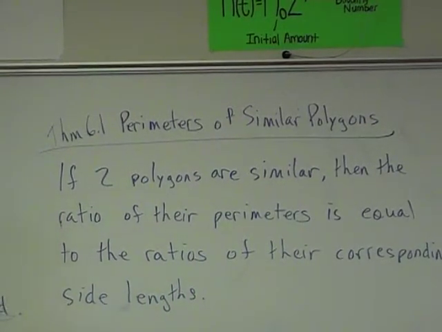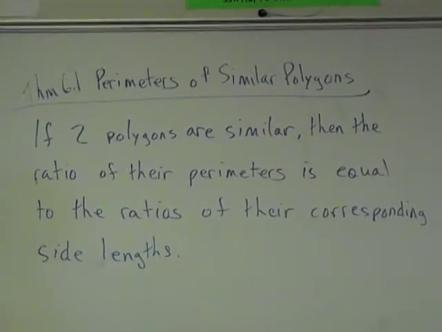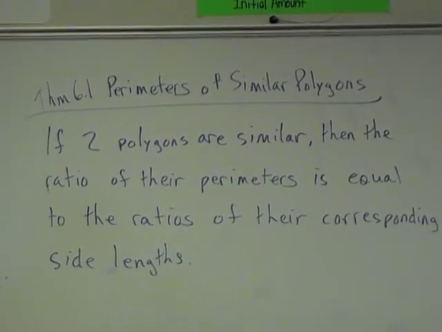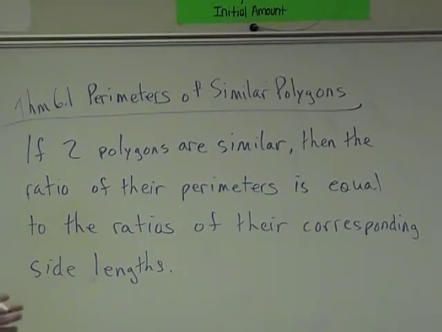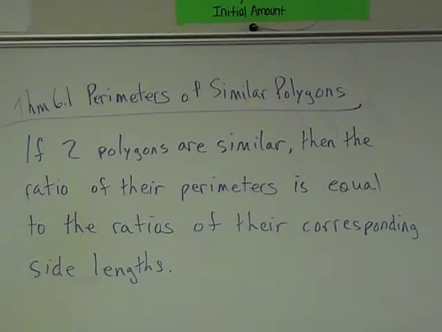Okay, so given two polygons, you're not sure they're similar, but you have their perimeters. The ratio of their perimeters is equal to the ratios of their corresponding side lengths. So if we know that they're similar, you can use that to help you figure out what the side lengths are if you have missing side lengths. So one perimeter is to another perimeter as the corresponding side is to another side, okay? Got it? So the perimeters are ratios that we can use.